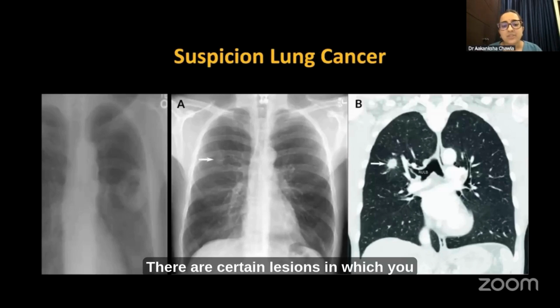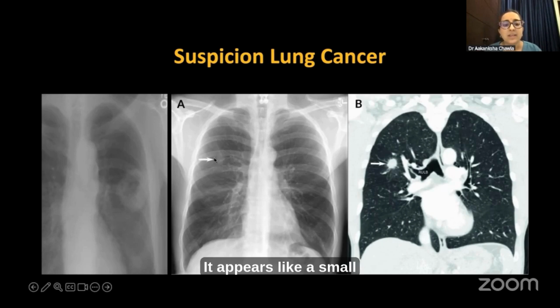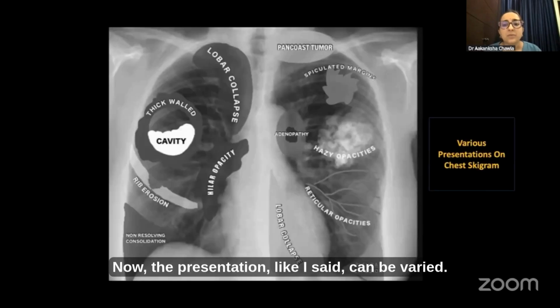There are certain lesions in which you suspect lung cancer as the lesion appears. As you can see here on the X-ray, it appears like a small nodule, and when the scan was done, there's a large spiculated mass over here on the coronal cut of the CT of the same patient. Now, the presentation, like I said, can be varied.